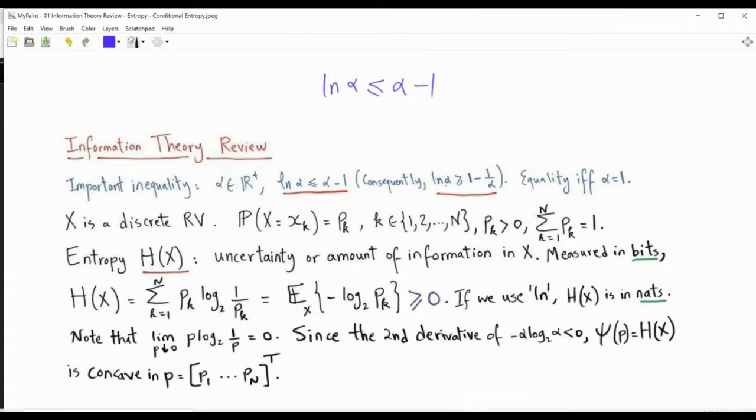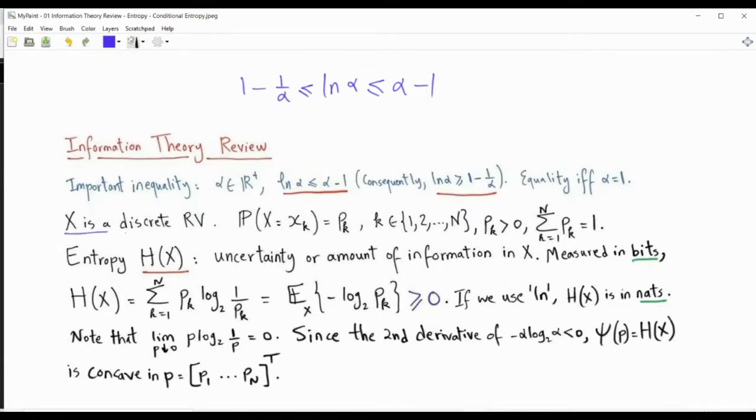And you can use this inequality to show also that ln of alpha is greater than or equal to 1 minus 1 over alpha. Okay, so it will play a role here because many concepts in information theory are defined in terms of a logarithm, and many times we need an upper bound or lower bound.